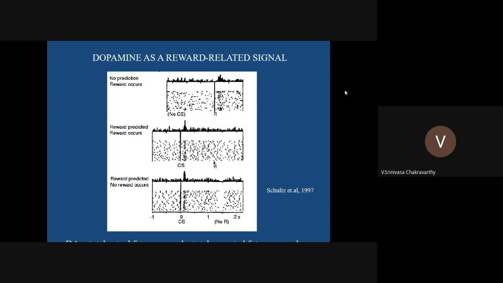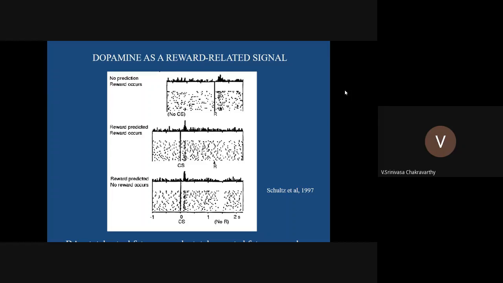So therefore, the dopamine activity of these cells, the VTA cells, seem to indicate the total actual future reward minus total expected future reward. So some kind of a reward-related error, what is called the reward prediction error or RPE.